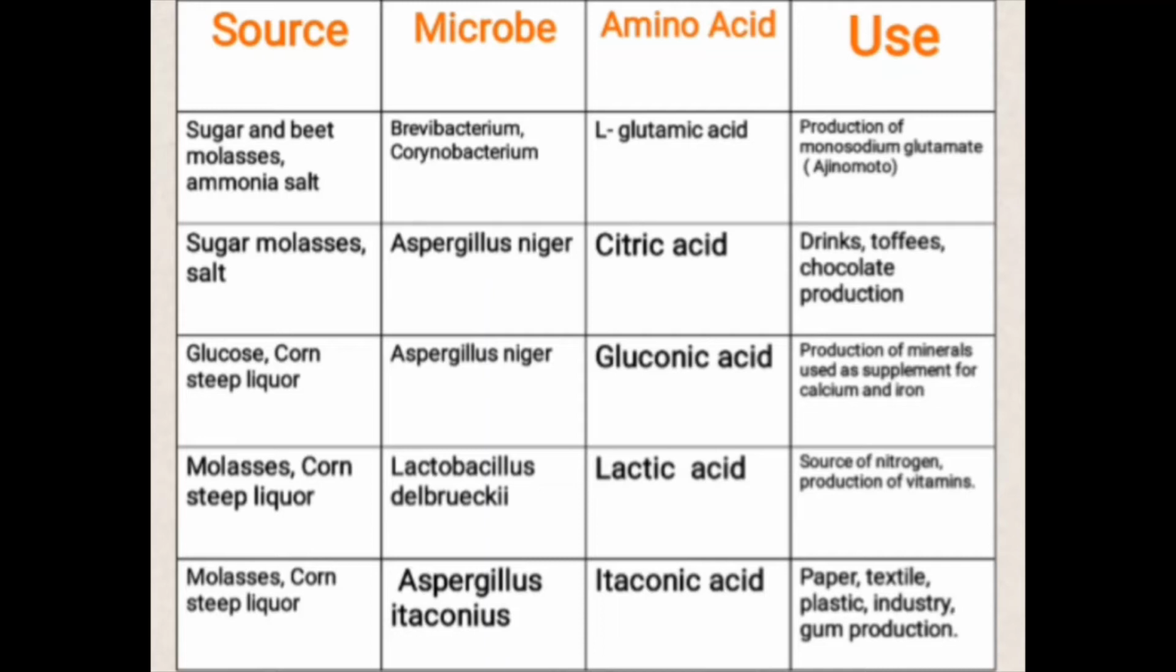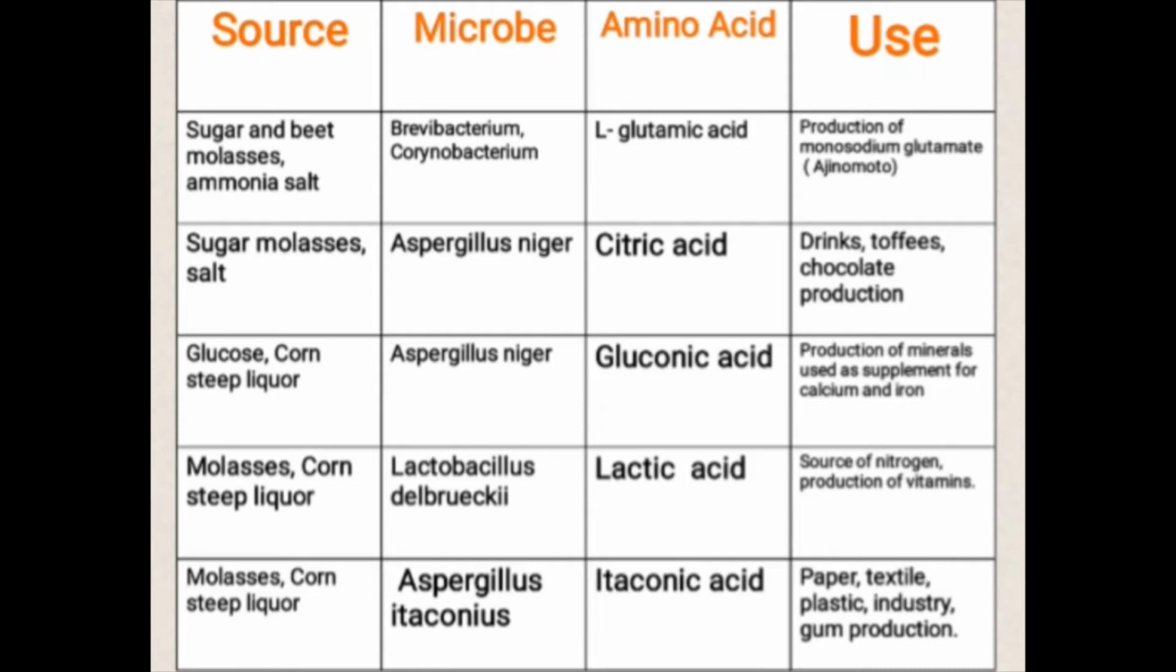So let's see the first row. Sugar and beet molasses, ammonia salt. In this, the microbes used are Brevibacterium, Corynebacterium. L-glutamic acid is obtained here, which is used in production of monosodium glutamate, that is Ajinomoto. Source: sugar molasses salt. Microbe used here is Aspergillus niger. It produces citric acid, which is used in drinks, toffees, chocolate production.